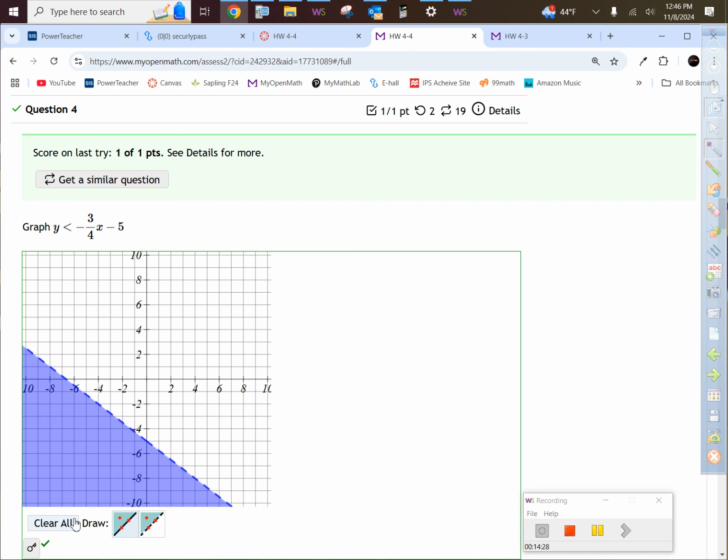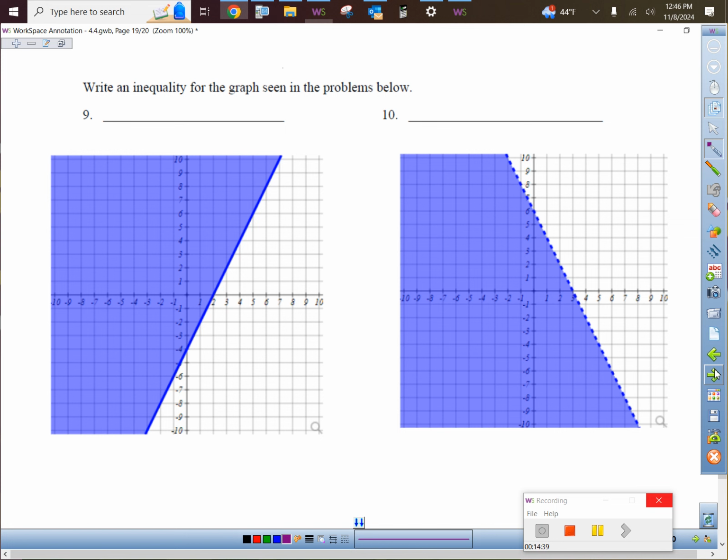Cool? So select the type of line, solid or dashed, plot your points, then put your shade where it needs to go. Cool? All right. So on the last few, you see they have already got the graph. They ask us to write the inequality. What is missed the most is the inequality. We get the slope and the y-intercept right. We forget about the inequality. So we're going to start with y because he's oblique.